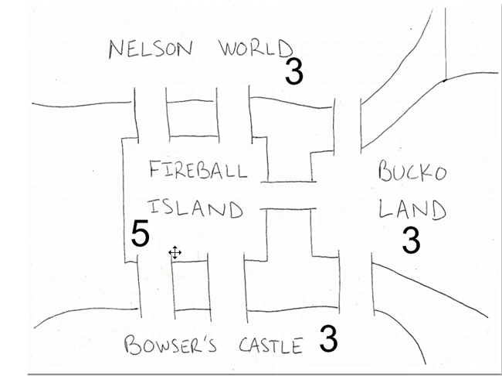Euler says that if there are more than 2 odd nodes, the network is not traversable. And as we see here, Fireball Island has 5, Nelson World has 3, Bucko Land has 3, Bowser's Castle has 3. I'm looking at this screen and I'm seeing 4 odd numbers. When there are more than 2 odd numbers, that means the network is not traversable. We cannot start somewhere, go over the bridges, and cover all the bridges only once, and end somewhere where we have been stuck and have covered all the bridges.